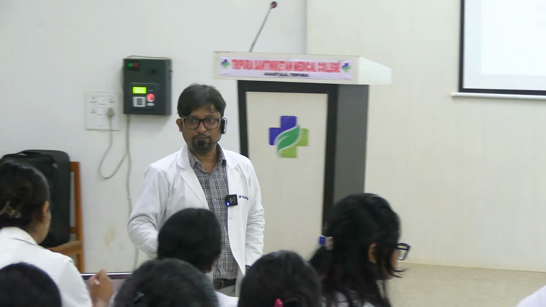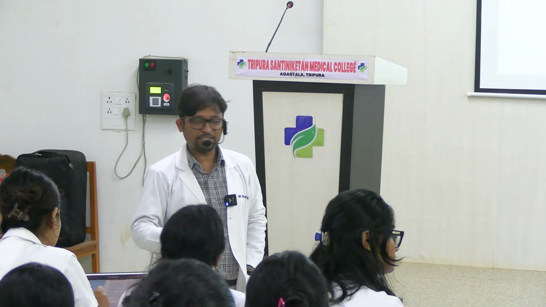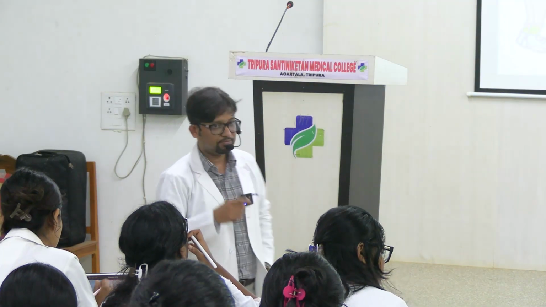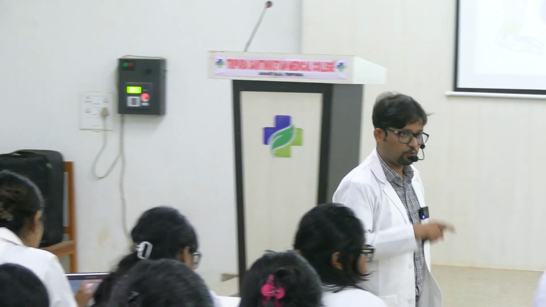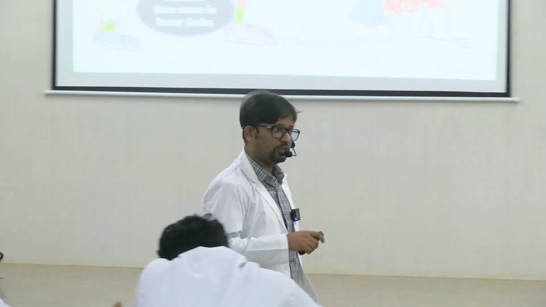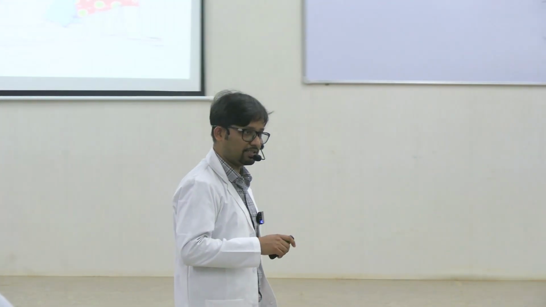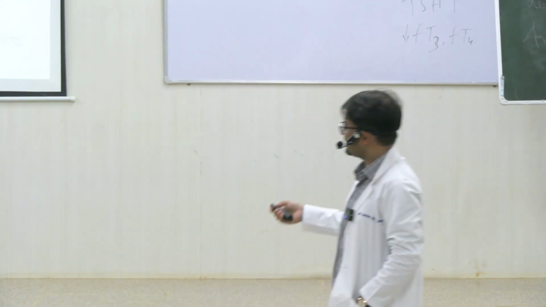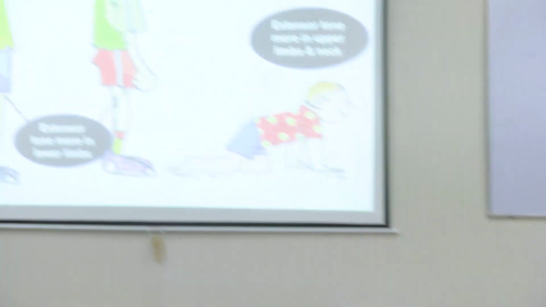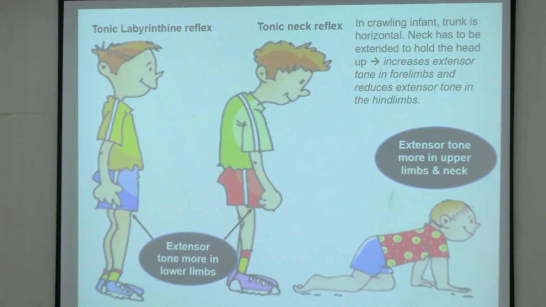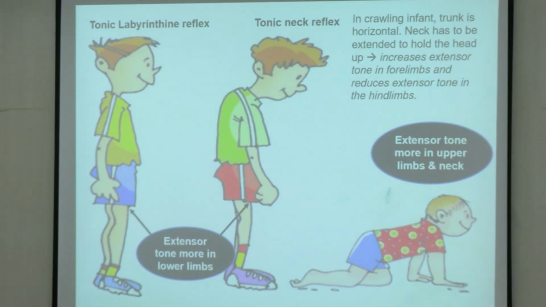This helps you to maintain posture. So in both situations there are different mechanisms, but the output is the same. Extensor tone in the lower limbs increased, in the upper limb it is reduced. In the first case, it is the tonic labyrinthine reflex. In the second case, it is the tonic neck reflex.